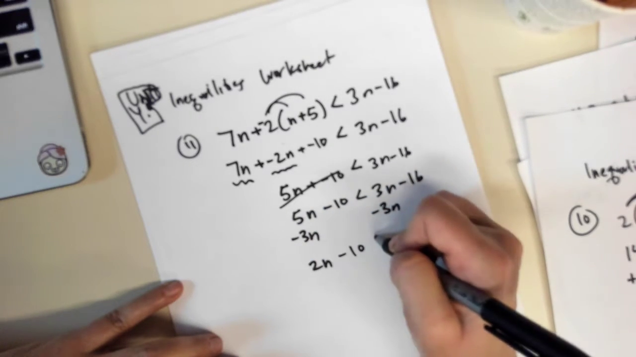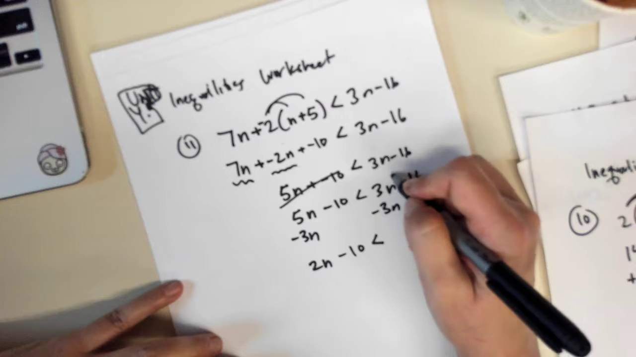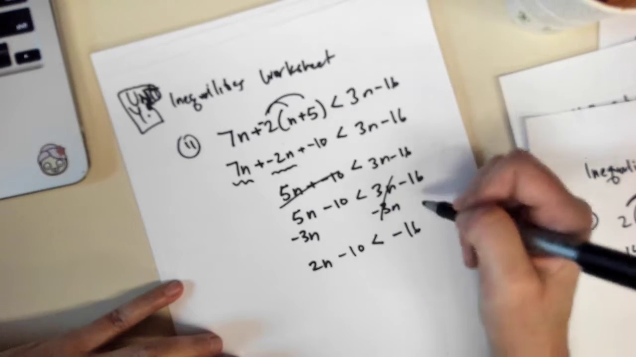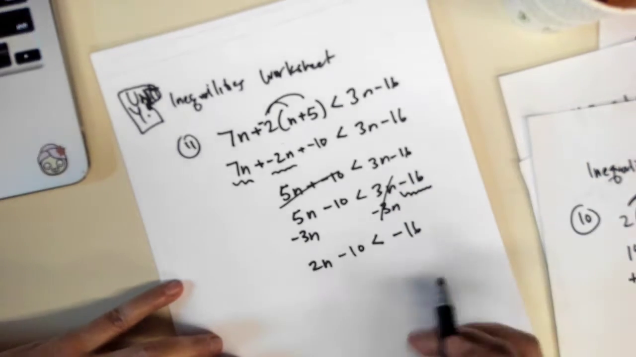Bring down the minus 10. Bring down the less than sign. These canceled out. And I'm still left with negative 16. Don't forget the negative sign.